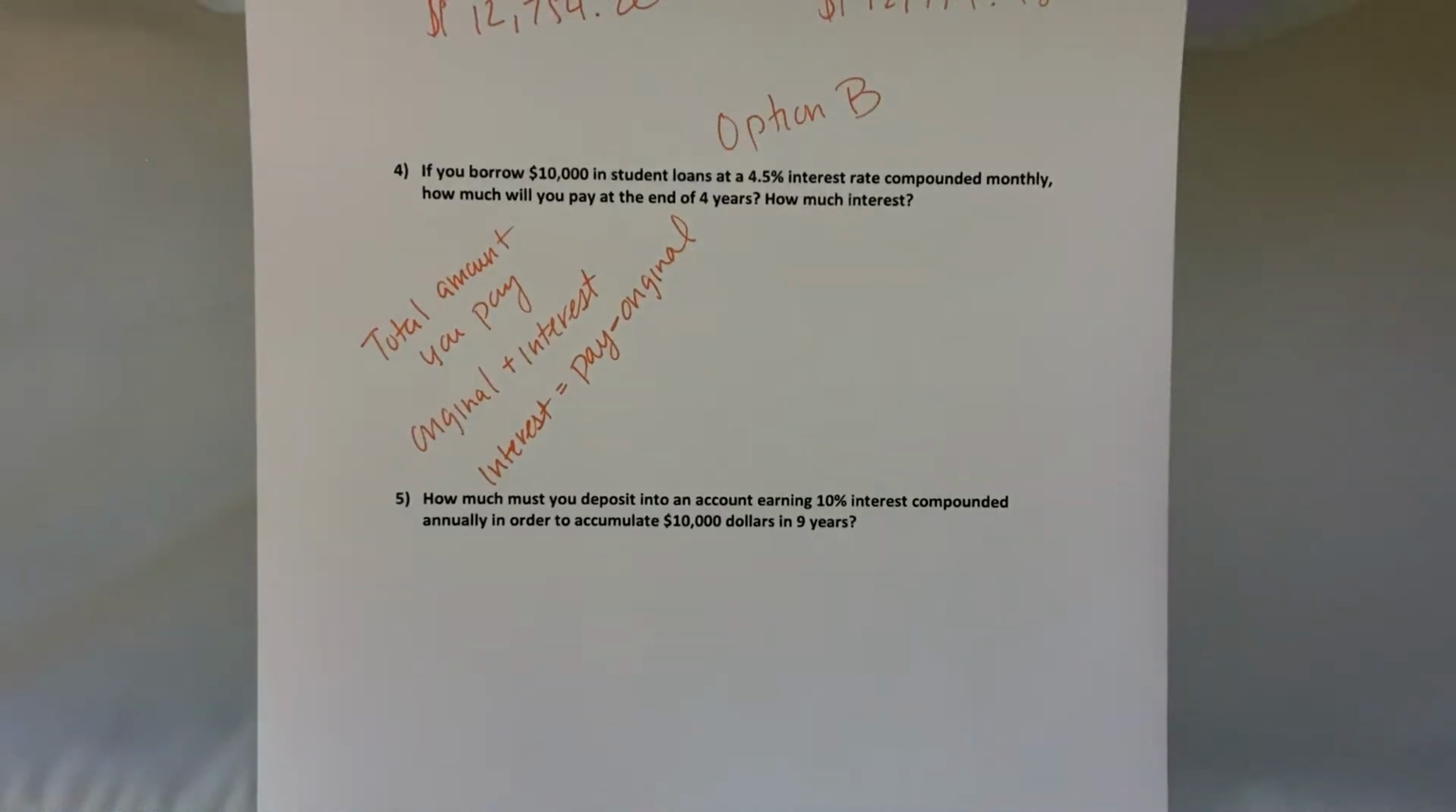Okay guys, let's finish up 5.2. Let's go ahead and calculate number 4 in the last video. You borrow $10,000 in student loans at a 4.5% interest rate compounded monthly. How much will you pay back at the end of 4 years, and how much is interest?